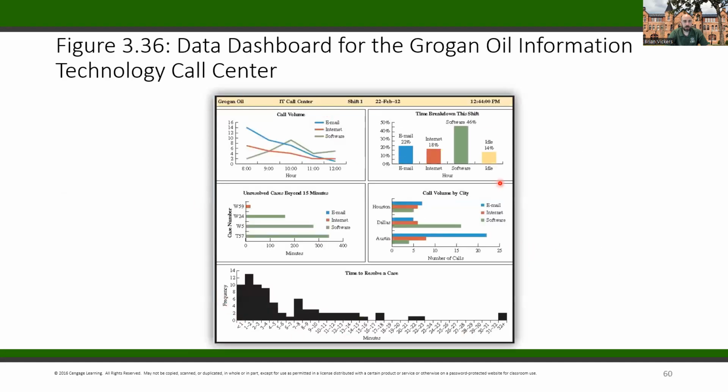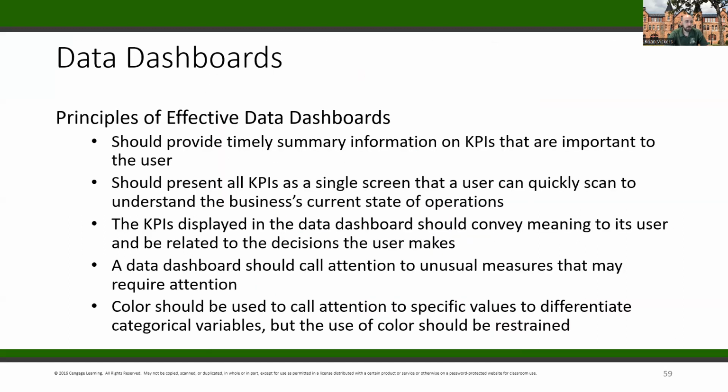So you've got several different charts. You've got call volume, you've got time breakdown during this shift. How many unresolved cases do we have? What's the call volume per city on our 3 major cities here in Texas? How long did it take to resolve a case? Under 2 minutes was the biggest one. Great. We had an outlier here that took us 32 more minutes, nothing in this range, but it helps you to see several things at once in one area called the dashboard, right?